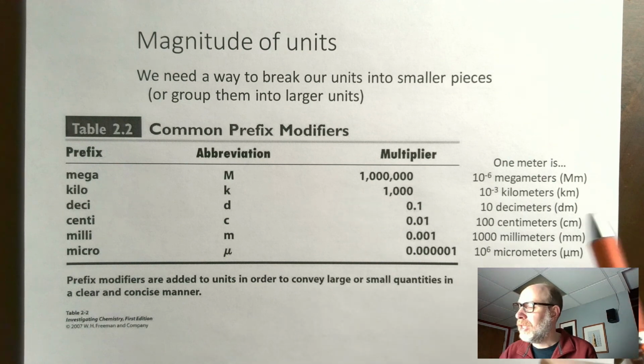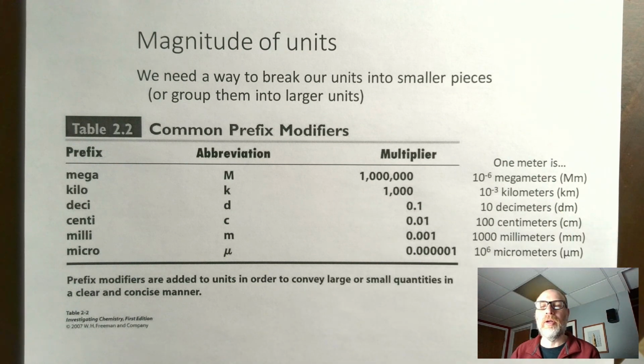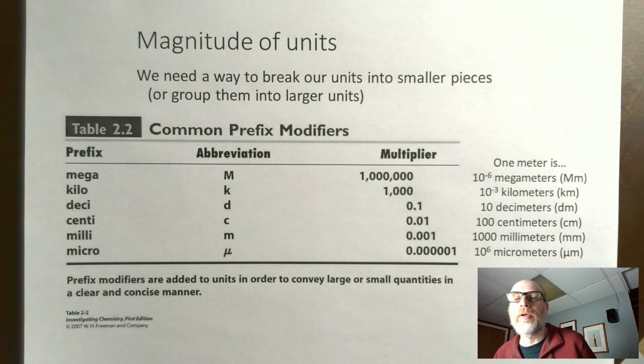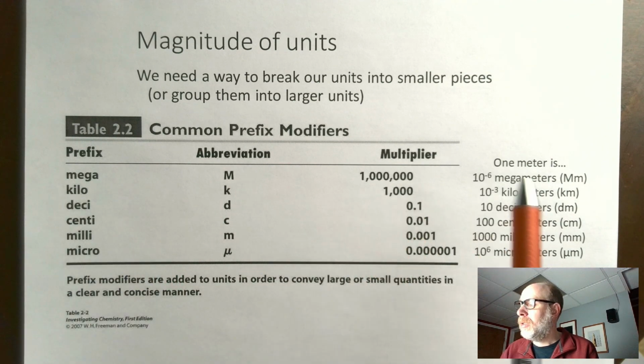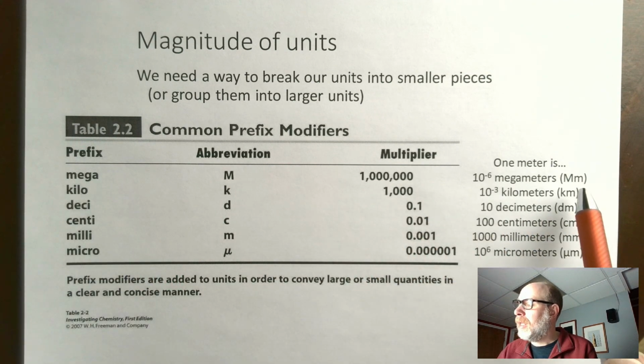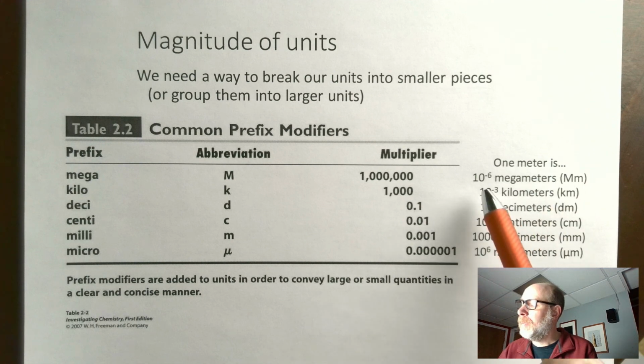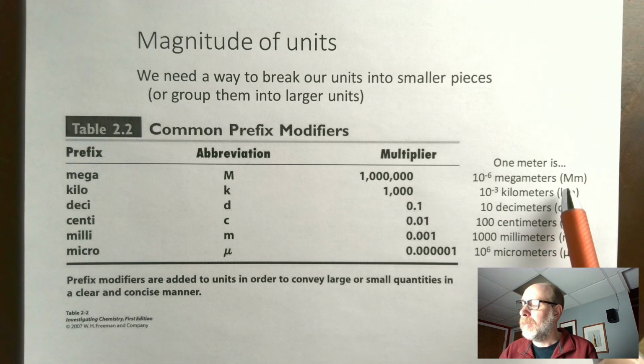Here I have everything written in terms of meters because these prefixes can be used for pretty much anything. It doesn't just have to be grams. It can be meters. It can be time. It can be whatever unit you want. We can put these prefixes in front of them. And so here, mega is a million. That means that 1 meter would be 10 to the minus 6th megameters.